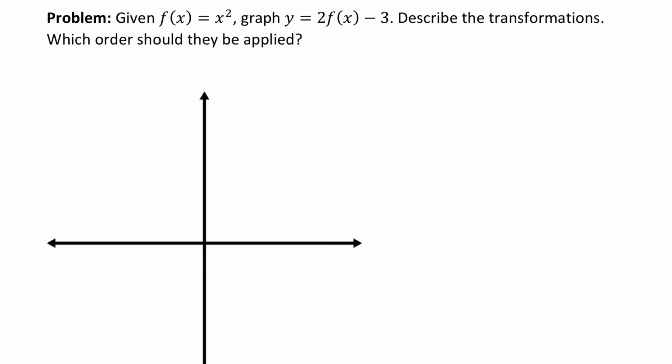Hello. In this video, we're going to look at combining transformations. So let's say we have the graph of x squared, and we want to graph y equals 2f of x minus 3. Let's describe the transformations and determine the order we should apply them. Well, in English, y equals 2f of x minus 3 would mean a vertical stretch by a factor of 2 and a vertical translation of 3 units down. In other words, we have to take those y values and multiply them by 2 and subtract 3 from them.